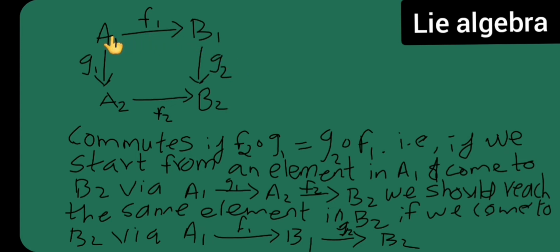Suppose same way, if we are starting from here and we reach here, then from this side also we can go, right? So that is F1 goes from A1 to B1 and G2 goes from B1 to B2. So if you can go from this side and reach B2, even if you are starting from A1, right? So same way from A1 you can come this side also. So in both the ways.